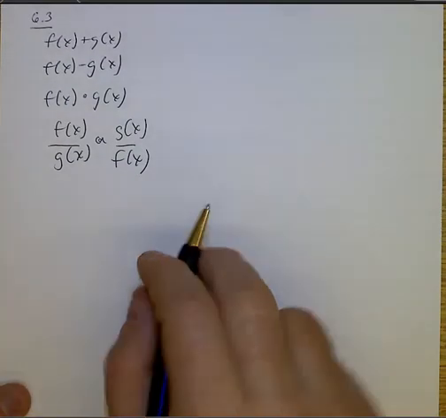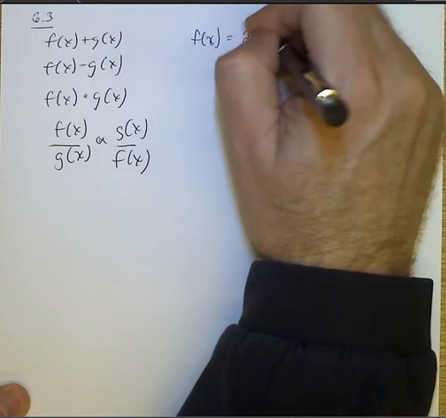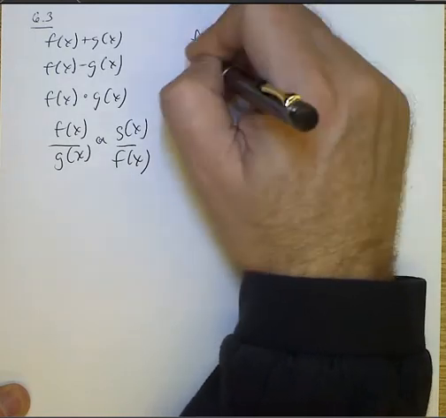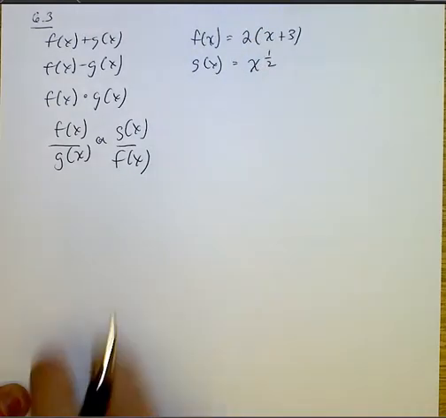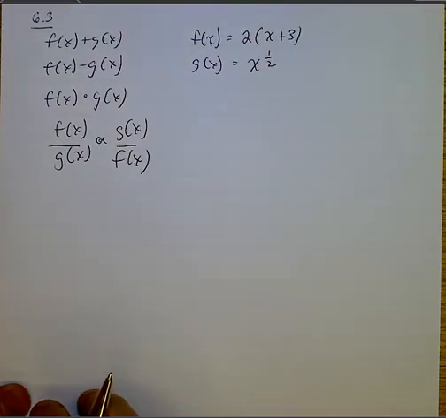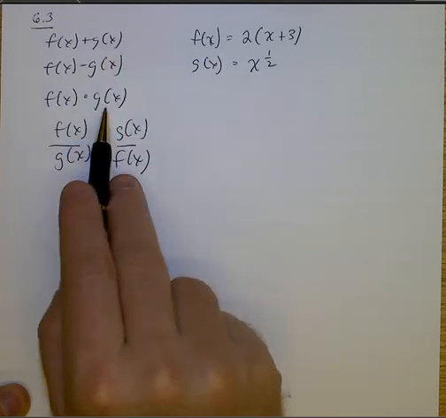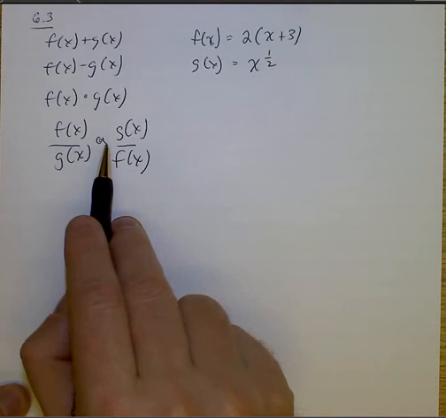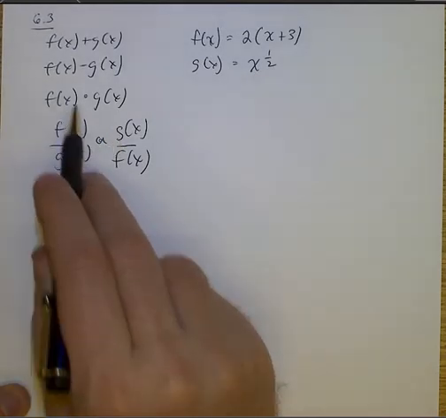So I'll give you an f of x. Let's say I give you f of x is 2 times x plus 3. And I give you a g of x equal to x to the 1/2 as an example. And I might ask you to add these, subtract these, multiply these, or divide. And you need to make sure that your rules of exponents, particularly around multiplication and division, that you have that understood.